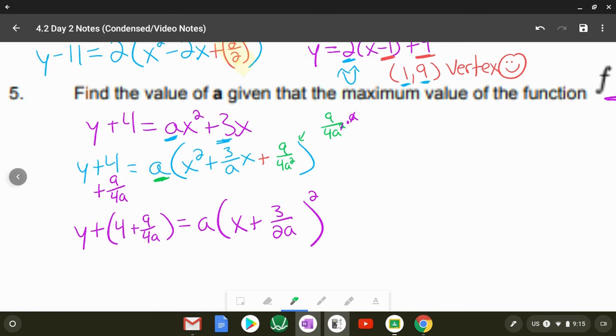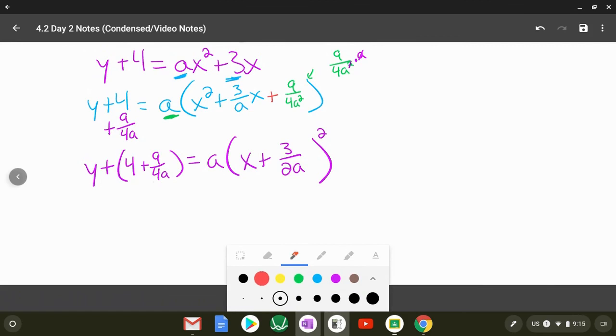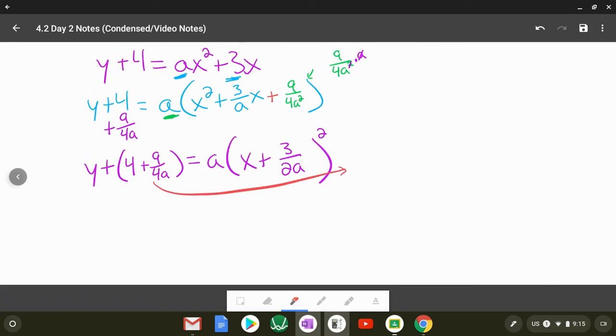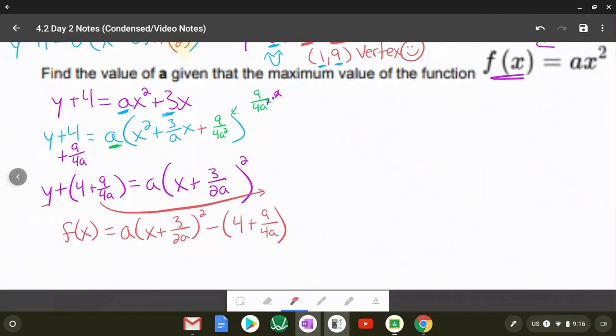Okay, so now we have that right side factored, ready to go, and now we just move this one back to the right side, and we'll make that y f of x again. So f of x equals a times x plus 3 over 2a quantity squared minus, again minus, opposite, 4 plus 9 over 4a. Now again, it looks really messy with these a values all over the place, but we have it in vertex form.